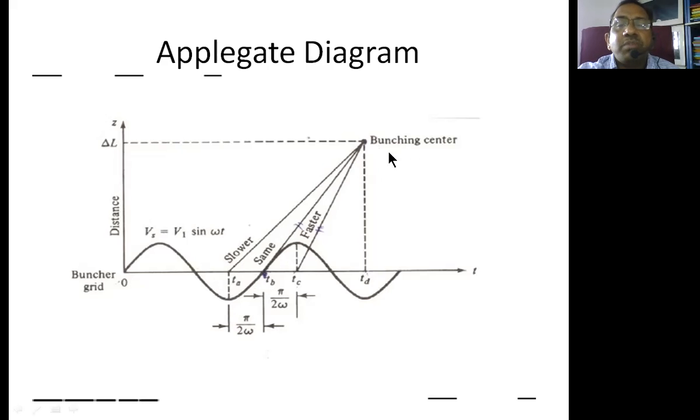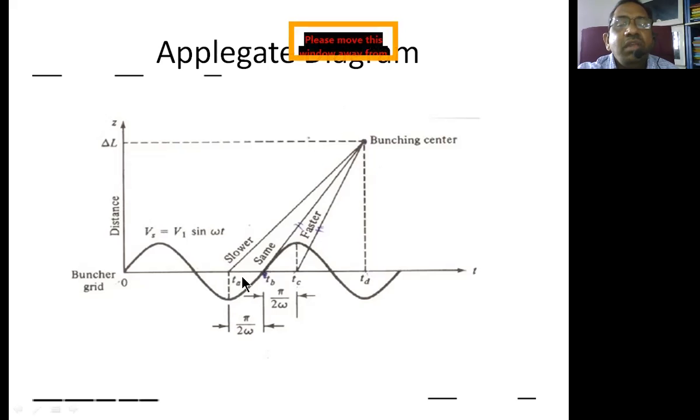Now let us explain this bunching process with the Applegate diagram. In this Applegate diagram, what happens now? This TB is known as a reference electron, which is the reference point where no extra energy is applied to the electron to move in the repeller space. That means no extra kinetic energy is applied to electron B, whose time is TB. Similarly, all these electrons I can consider as A electrons, this bunch is B electrons, and these electrons are C electrons.